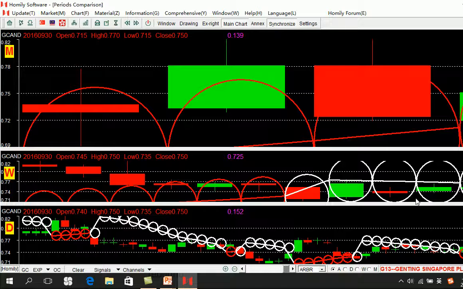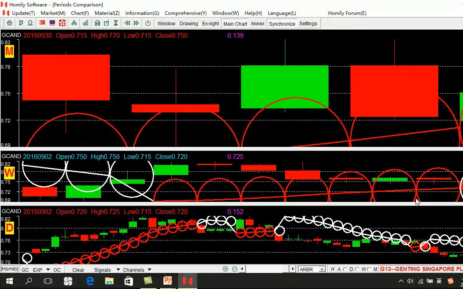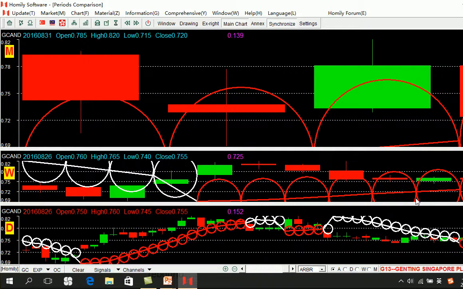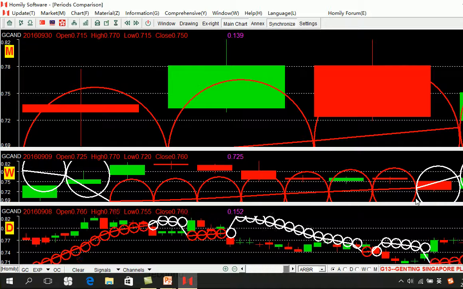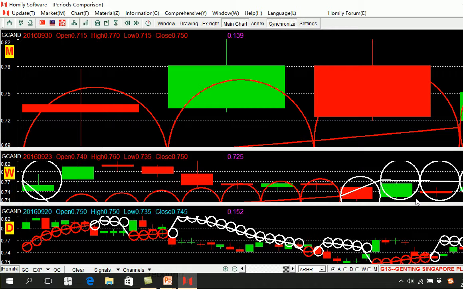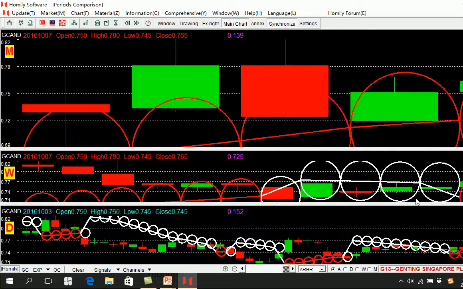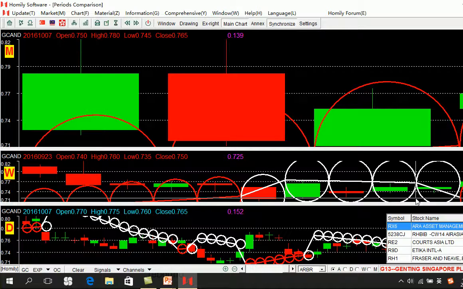Okay, then we can see here. Here can we buy or not? Yes. White circle appears, and the weekly chart also white circle. Here can we buy or not? Cannot buy. We should wait till the weekly chart. So here can we buy or not? Weekly chart turn to the red circle, so we can buy. Okay. Then we can see some stocks again.